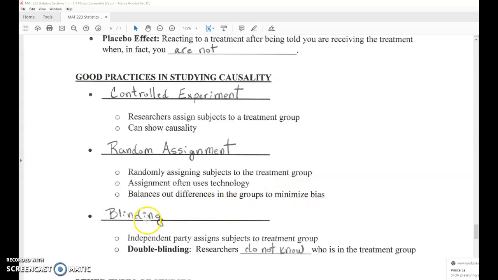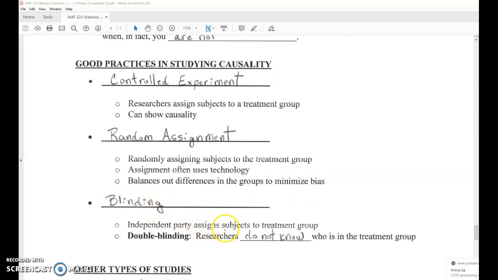Okay. Blinding means that an independent party assigns subjects to treatment group. Double blinding means that neither the researchers nor people getting the treatment, etc., nobody knows. Researchers do not know who's in the treatment group. The treatment group often doesn't know, but also researchers don't know in double blinding.